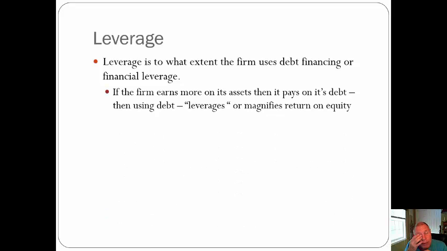And it becomes important because if a company can earn more on its assets that are deployed, working capital, equipment, buildings, and other fixed assets, than it pays on its debt, then using debt leverages or magnifies return on equity. So if you can make 10% on your assets and only pay 5% on your debt, you're actually creating more shareholder wealth or more return for the shareholder.